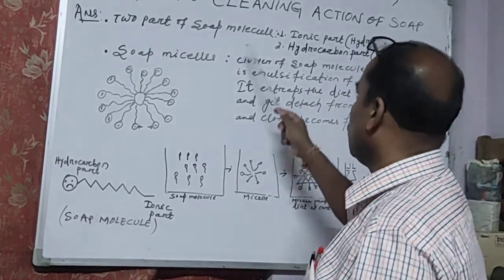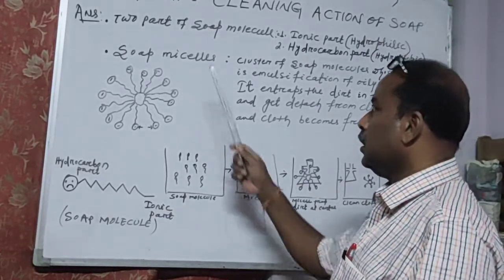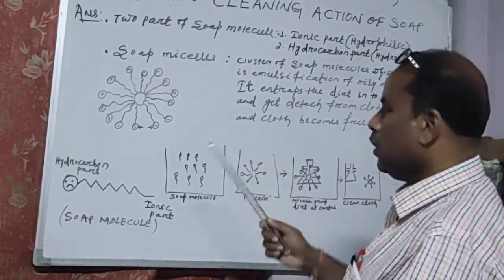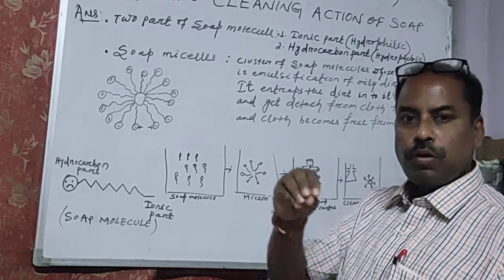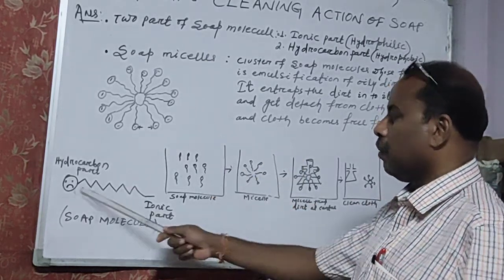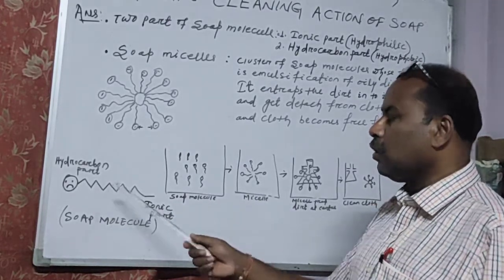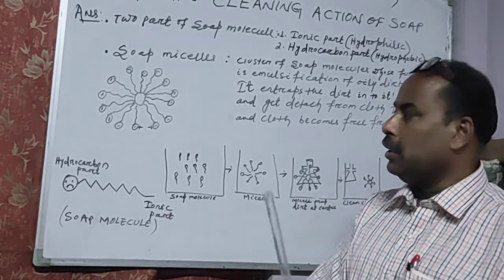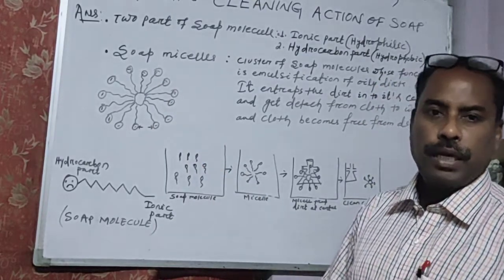This is the soap molecule. Then the micelle. What about the micelle? These are the important terms here. Micelle is a cluster of soap molecules. When we put the soap into the water, the soap gets dissolved into the water and changes into the molecular form like this and is suspended in the water. But the soap molecules do not get isolated. They remain group-wise. That group of soap molecules, you can see here, is called the micelle.